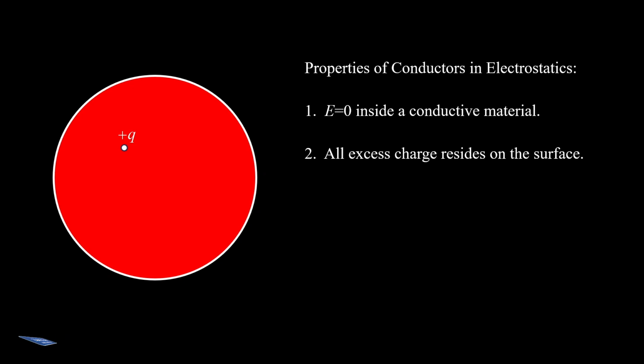Well, then we can draw a small Gaussian surface with plus Q at the center and apply Gauss's law. So there's our Gaussian surface centered on the little charge plus Q. And we write down Gauss's law. The integral of E dotted into dA over that surface is equal to the enclosed charge divided by epsilon 0. And of course, the enclosed charge is just Q.